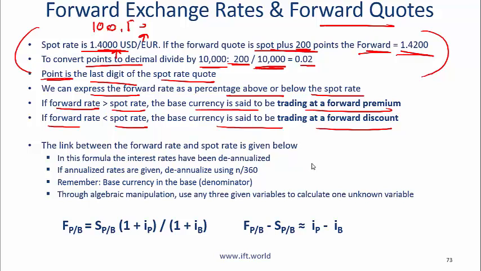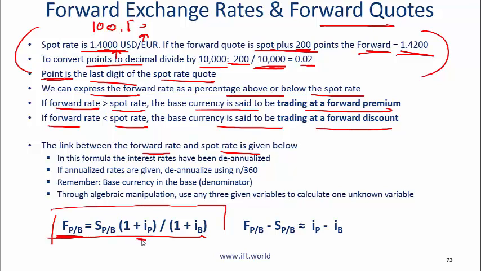You need to know the link between the forward rate and the spot rate, and this is the formula. I like to always express the exchange rates as price currency over base currency. So forward rate is equal to the spot rate times 1 plus interest rate in the price currency divided by 1 plus interest rate in the base currency. And remember the base in the base rule, which means that the base currency is in the base, which in this case is the denominator.